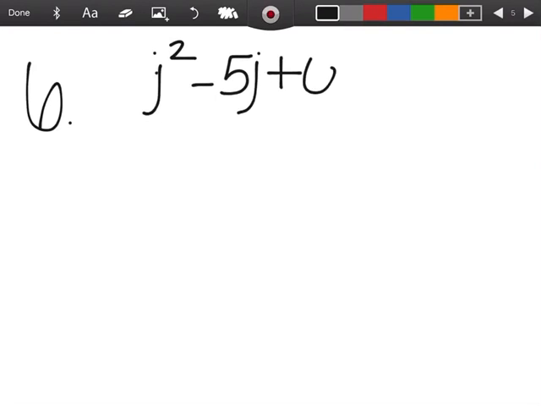Okay, the next problem. We'll do this next problem. I understand it might have been a while since you've factored. So we are going to do some practice with just factoring and then in the context of a rational expression, but we'll keep them separate still. So number 6 says j squared minus 5j plus 6 divided by j minus 2.